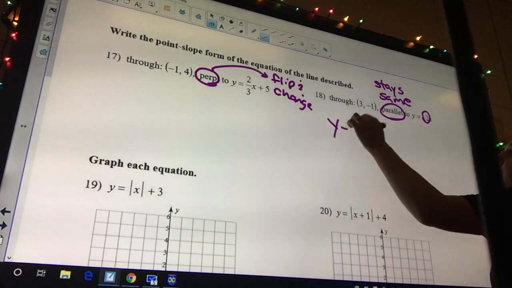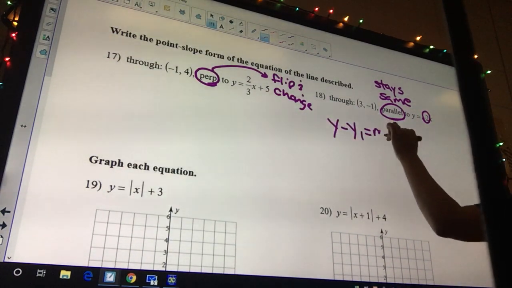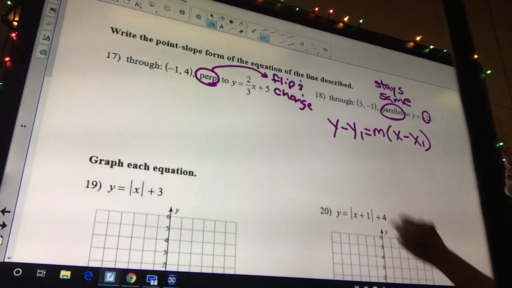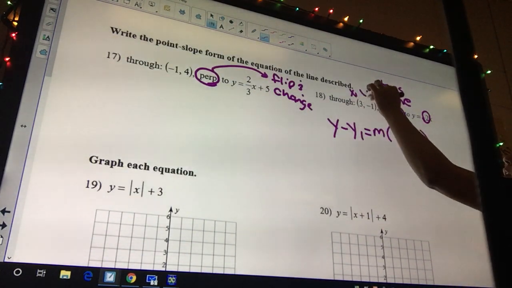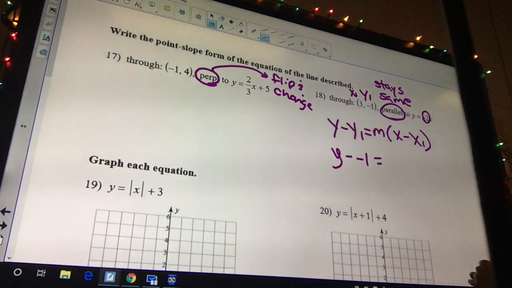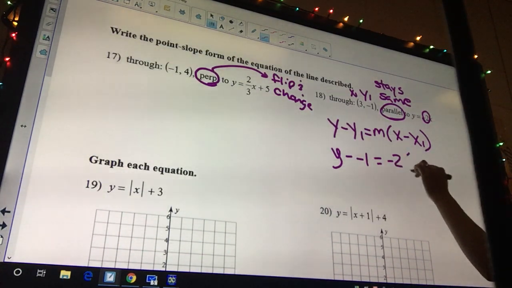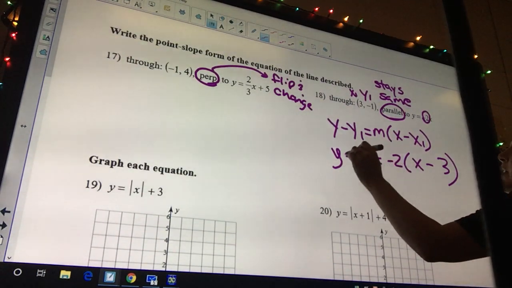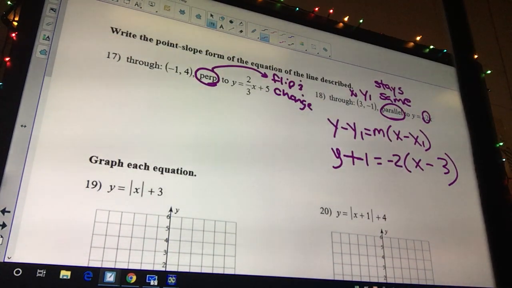So y minus y1 equals m times x minus x1. Okay, so it's really going to be, and I've got an x1 and a y1, so it's going to be y minus -1 equals my m, -2, times x minus my x1, which is 3. Okay, this minus we can make into a plus, and we say, well, do we stop or do we keep going?